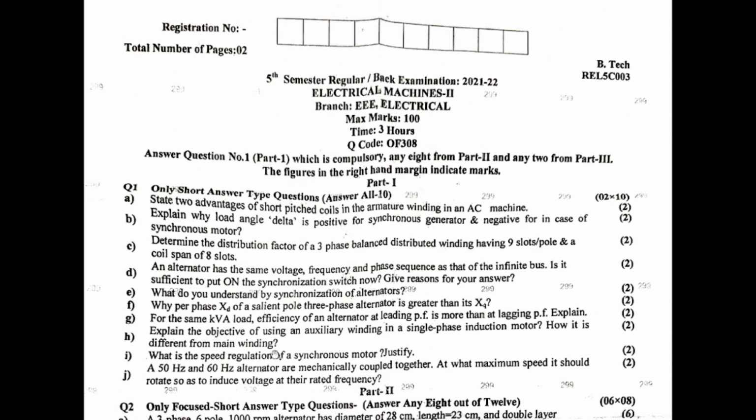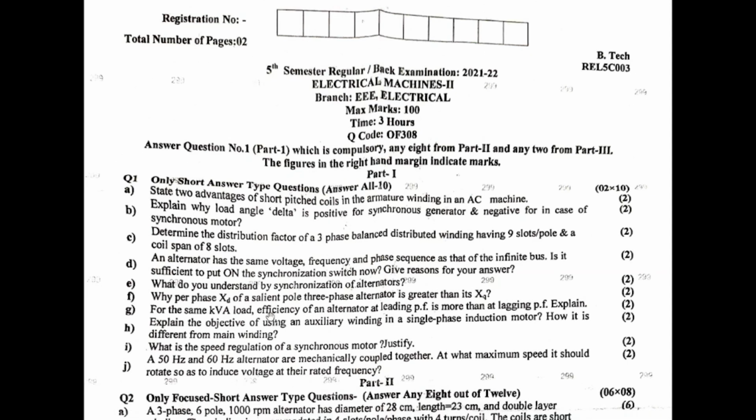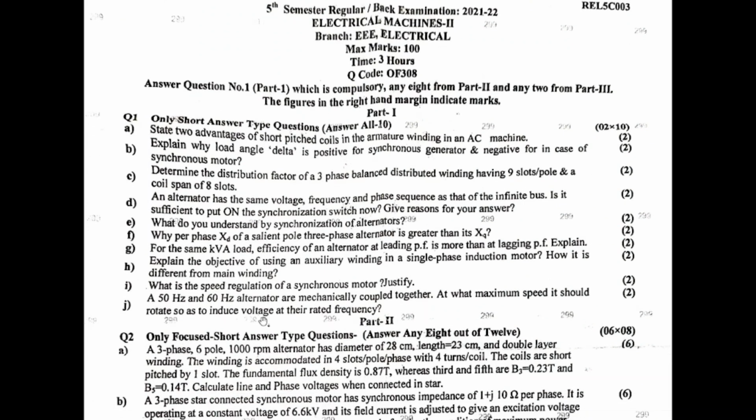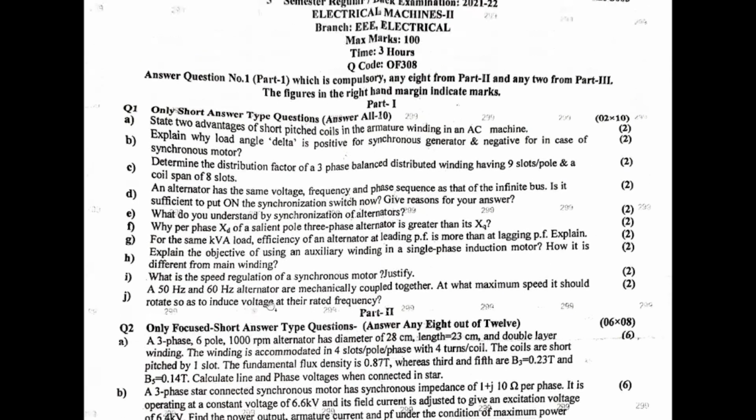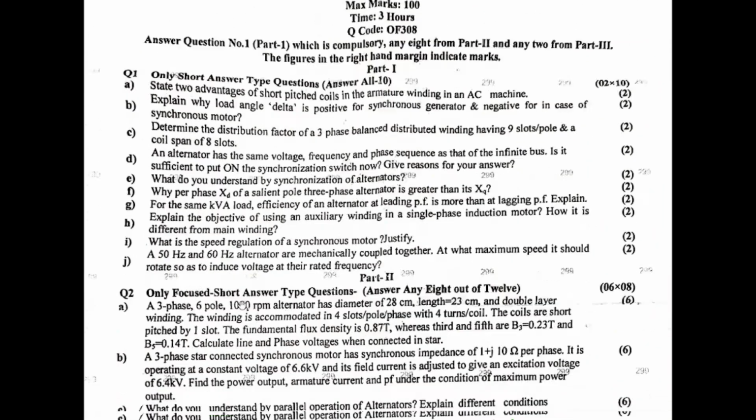So मेन वाइंडिंग क्या है, ऑक्सिलरी वाइंडिंग क्या है, इसको प्रिपेयर करके जाना है। And what is the speed regulation of a synchronous motor, justify. Then one more problem has come: 50 Hz and 60 Hz alternators are mechanically coupled together. At the maximum speed it should rotate so as to induce voltage at their related frequency, then we have to calculate the maximum speed. At what maximum speed? So these are the 2 marks questions from previous years. These questions were there in the 2021 and 22 previous year question papers.